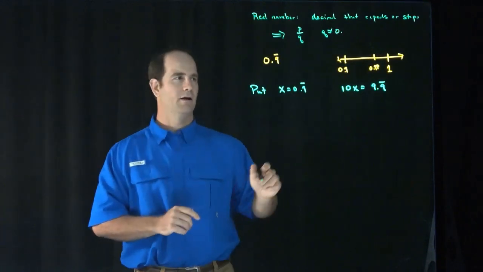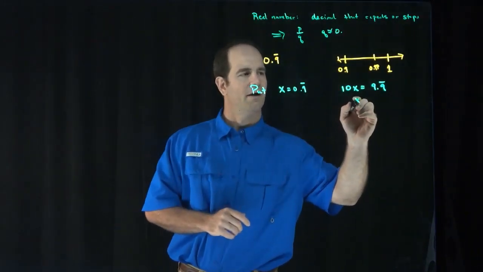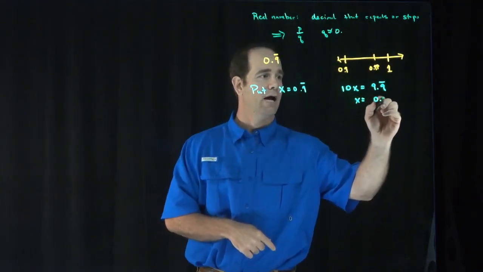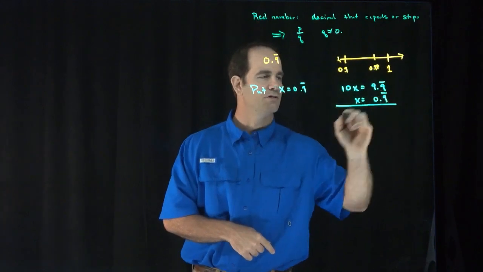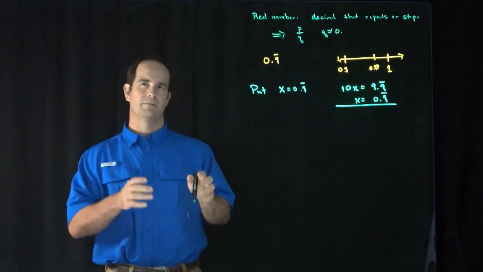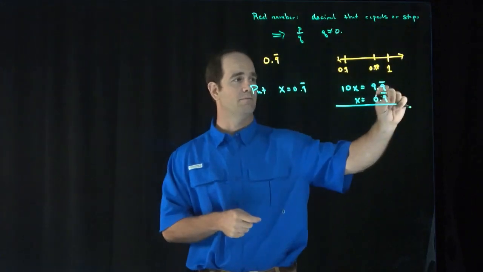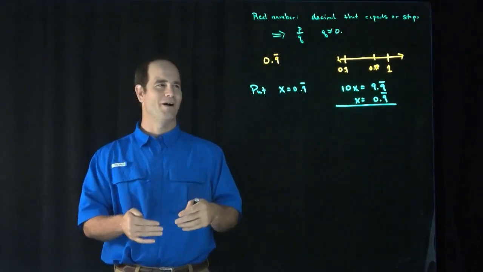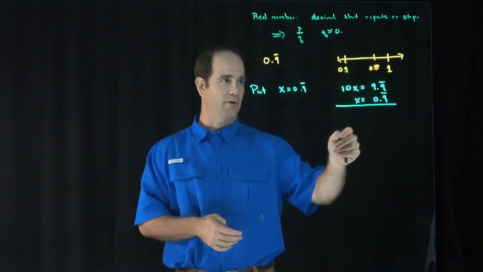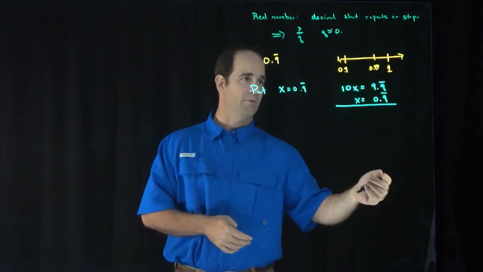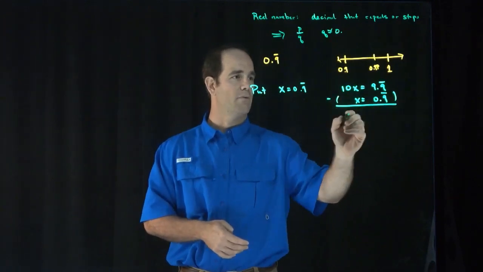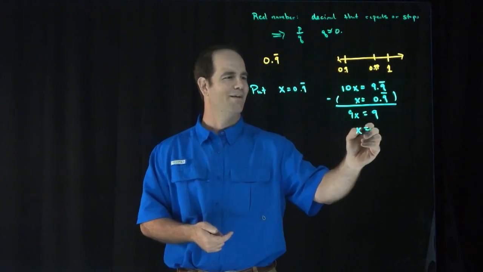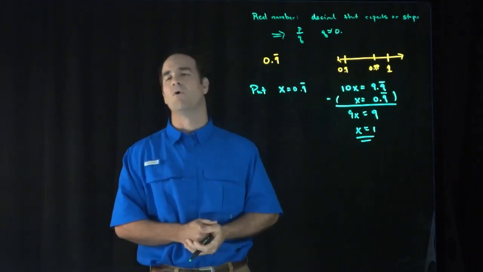But wait a second here. If I really wanted to figure out a fraction that would represent 0.9 repeating, I could stack a couple of equations and subtract down. By stacking those equations, these 9s that repeat, as long as they're lined up, I could subtract them away. So 10x equals 9.9 repeating, x equals 0.9 repeating. If I was to subtract downward, I obtain 9x equals 9, or x is exactly 1.